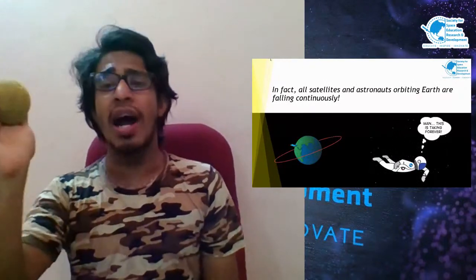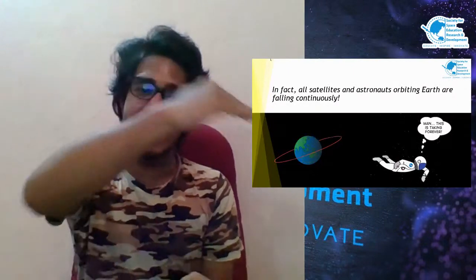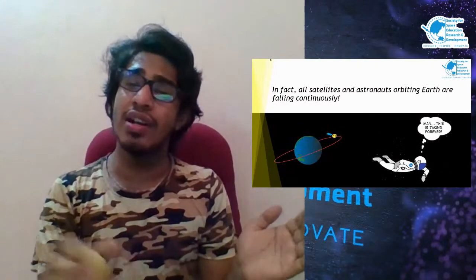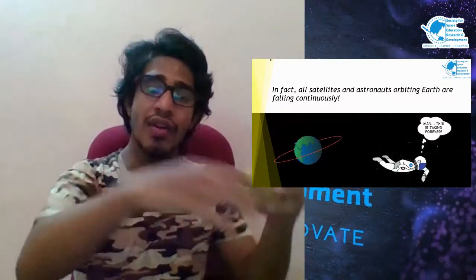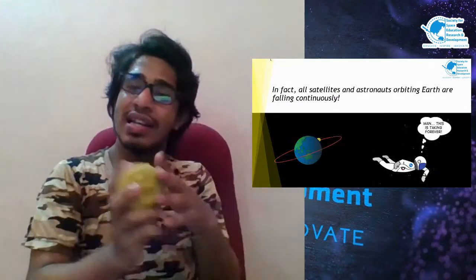What happens if I throw this ball so hard that the curvature that it takes becomes nearly equal to the curve of the planet? That is, we know that the earth is spherical in shape. If I throw this ball so hard and so fast that when it is falling down, that is taking a curve, it matches the curvature of earth, this ball keeps on falling forever.